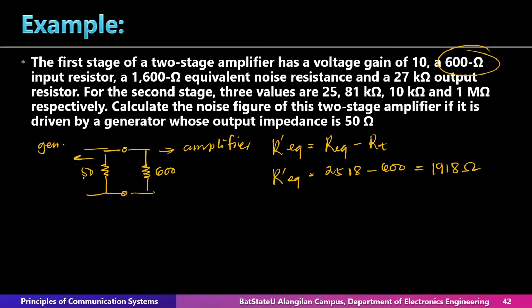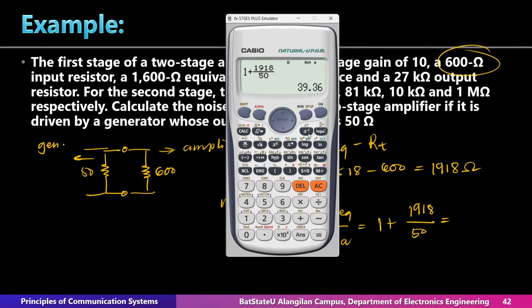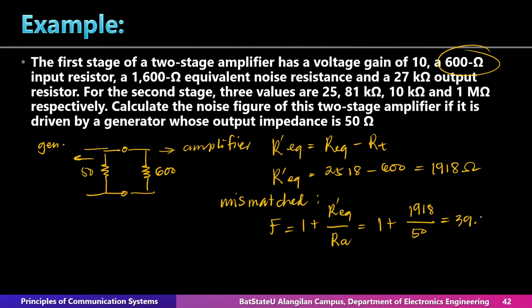Tingnan natin. Ito bang dalawa ay matched or mismatched? Ang laki ng difference ng 50 ohms at saka 600 ohms. Dahil yan ay mismatched condition, ang gagamitin nating formula sa pagko-compute ng noise factor ay 1 plus yung na-compute nating Rx divided by RA. Solve na natin. So 1 plus 1918 divided by, ang RA ay yung 50. Remember? Kasi nga ito yung RT mo. So sa calculator, we will get 39.36. So walang unit yan, kasi siya ay noise factor.